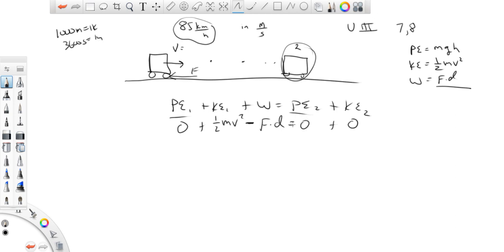Now just put in all the values that we have. And I think the force is the unknown in the problem. You should be able to find that force.